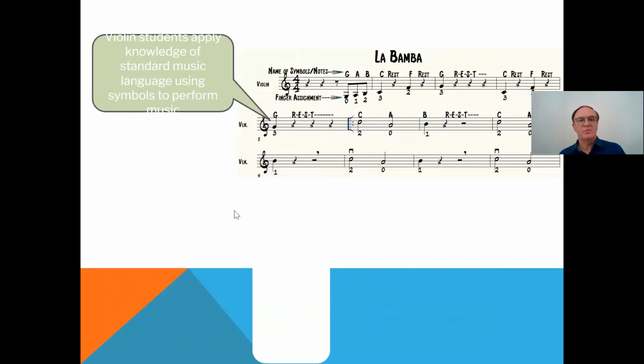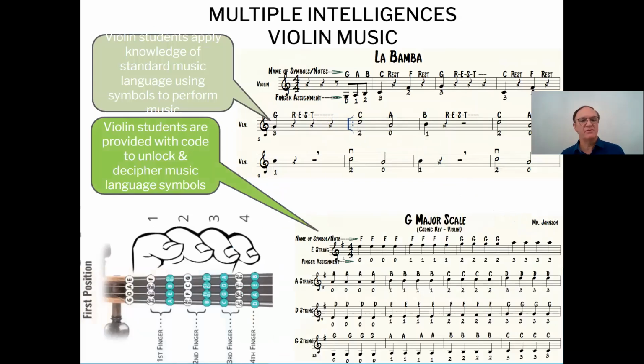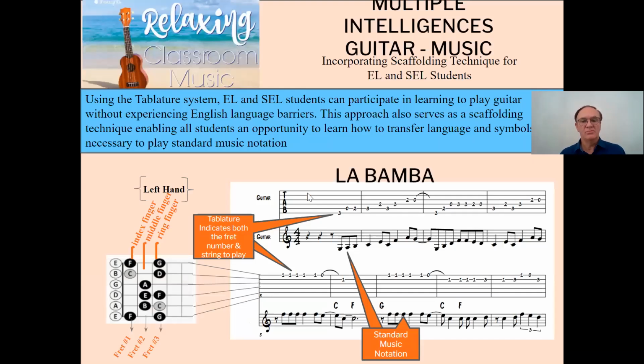Howard Gardner was a proponent of using symbols, such as music symbols, to enhance the education of students, because it provides them with a code to unlock and decipher music, for instance. And this same concept could transfer itself over to core subjects as well. We see that the same holds true in learning how to play guitar, where EL and SEL students learn to read tablature instead of the standard music notation.